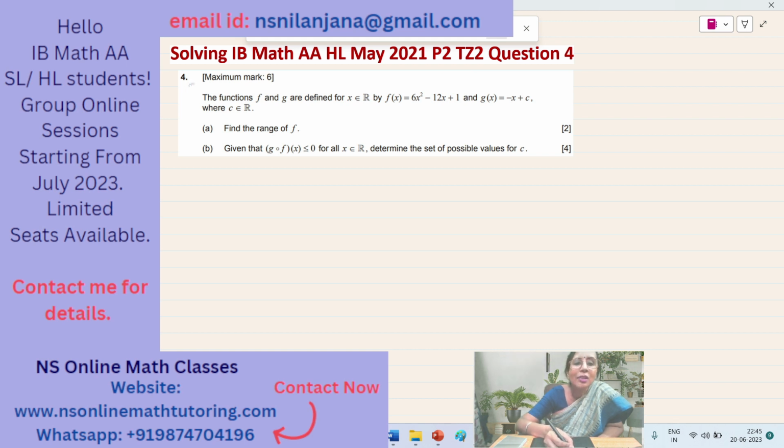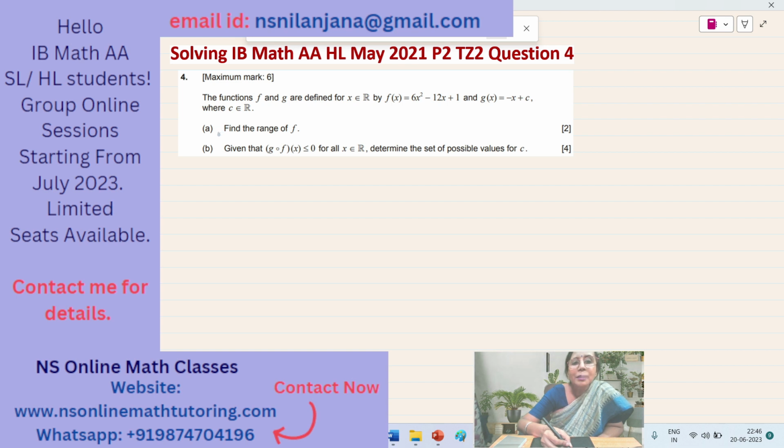We start answering question number 4. The maximum mark is 6. The functions f and g are defined for x belonging to the set of real numbers by f of x equal to 6x squared minus 12x plus 1 and g of x equal to negative x plus c, where c is also a real number.